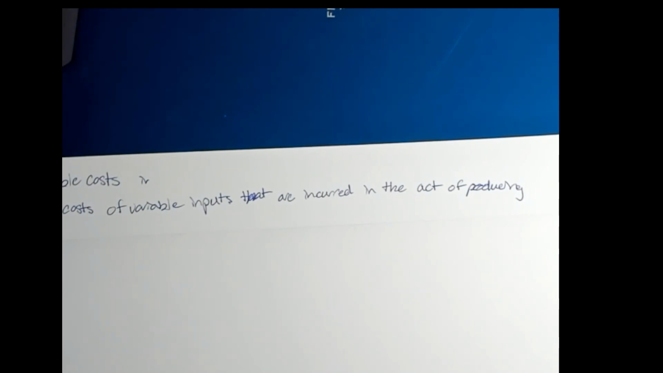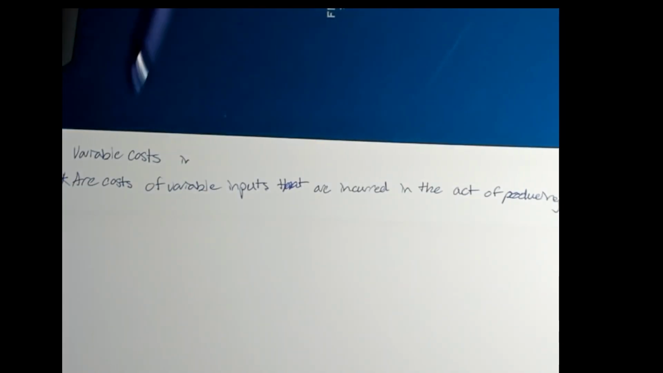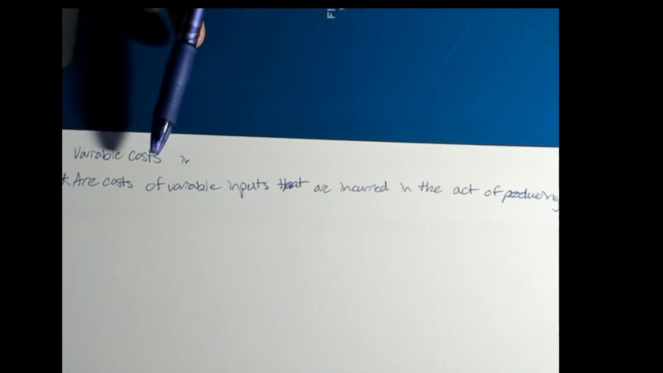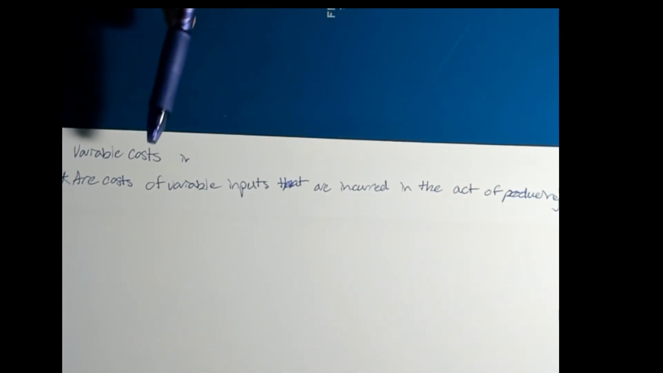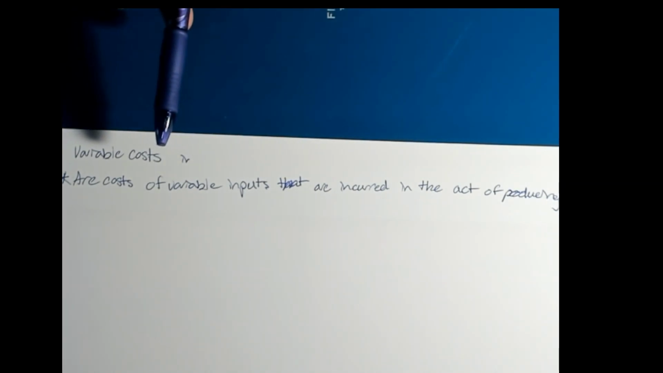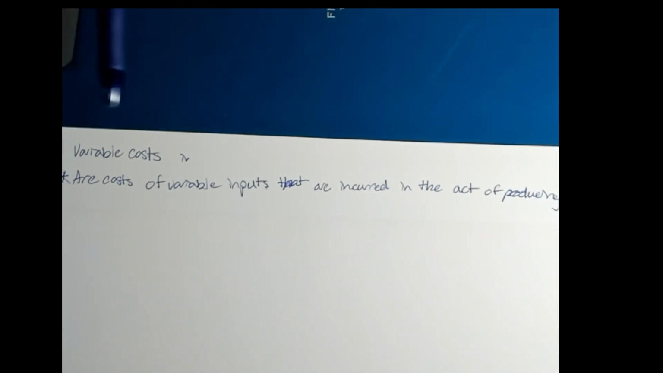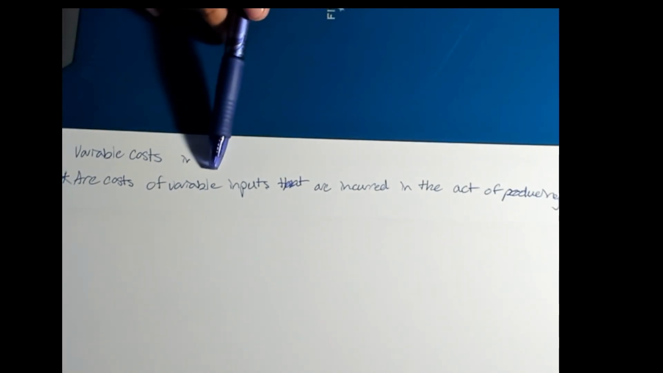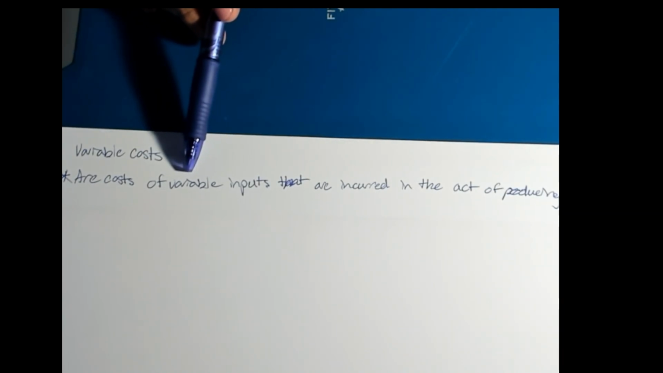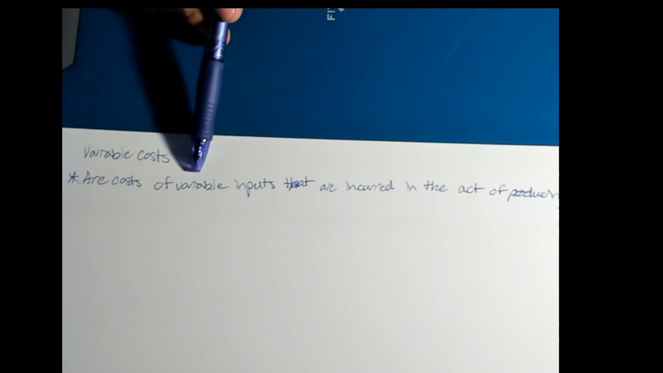Hey everybody, for my presentation, I'm going to be doing it on variable costs. Variable costs are costs of variable inputs that are incurred in the act of producing. So what I like to think about is that it changes very often. Say the price of plastic changes when I'm producing more of something, while a fixed cost is rent for where I'm making the things.